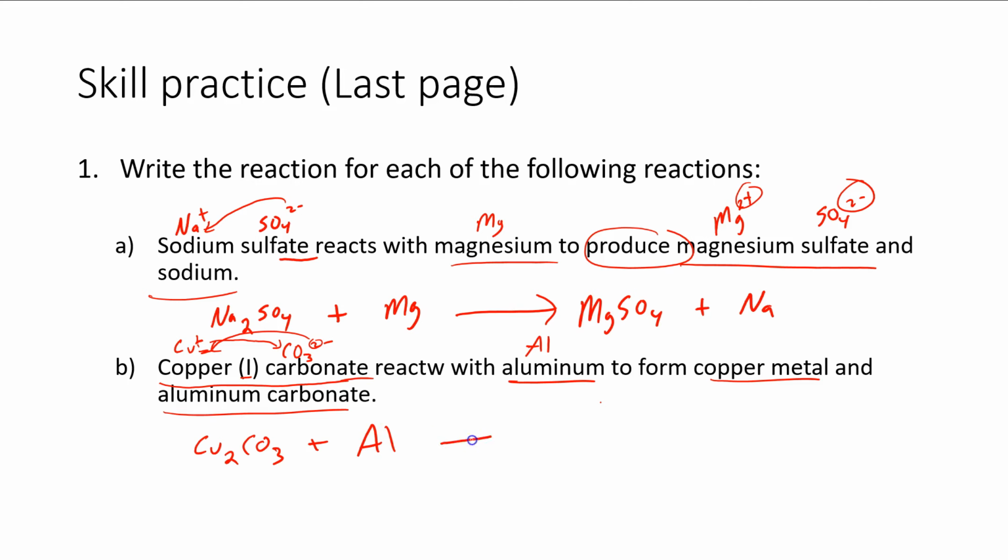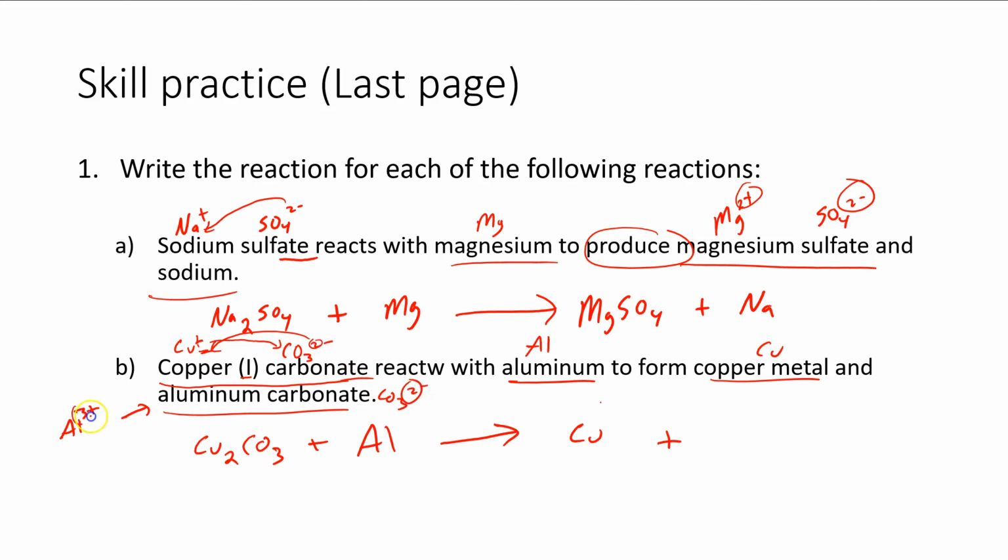Now, my products are copper metal and aluminum carbonate. So copper metal is just a Cu with no subscripts or charges attached to it. Now, aluminum carbonate, so when aluminum forms an ion, it's an Al3+. Carbonate, still that CO3 2-.